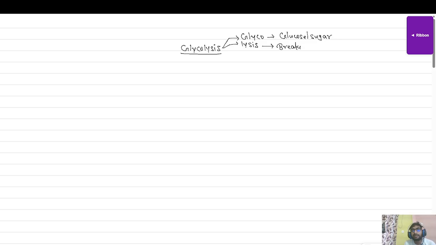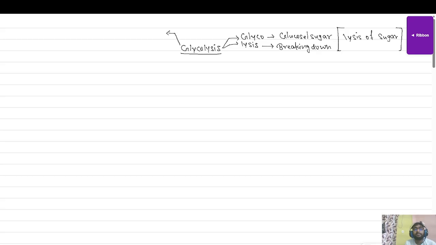So basically, glycolysis can be defined as the process of lysis of sugar. This lysis of sugar is known as glycolysis. Now, who discovered this glycolytic pathway?